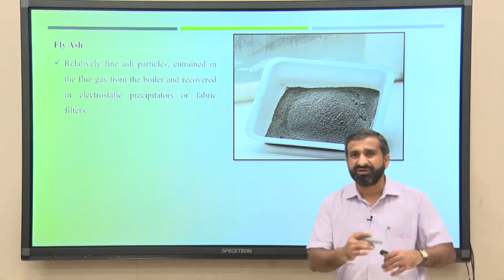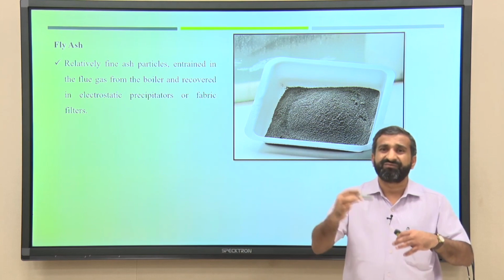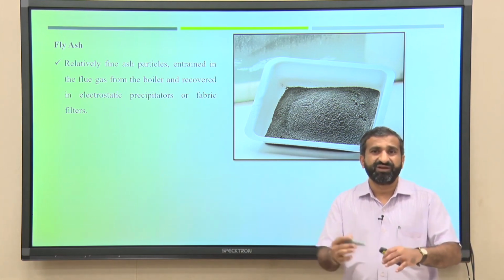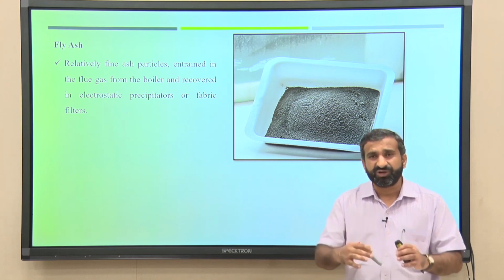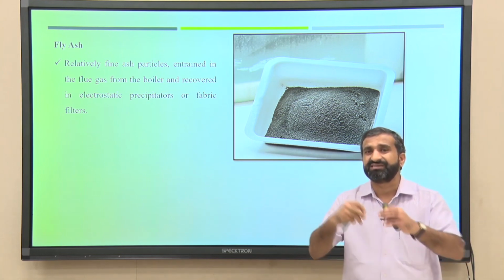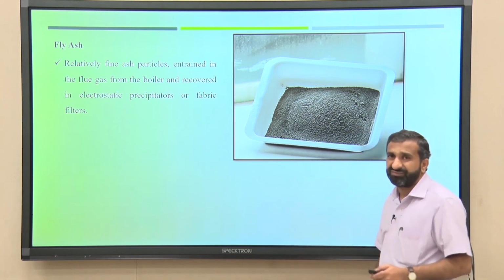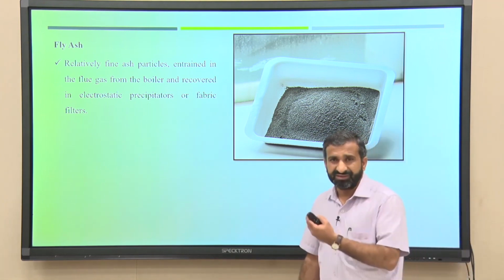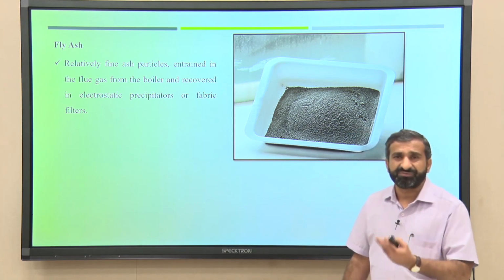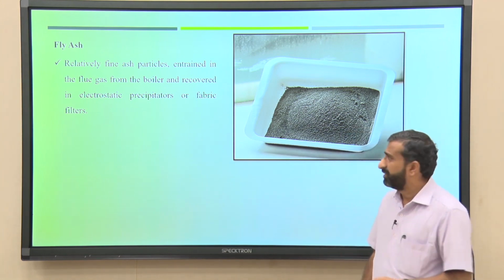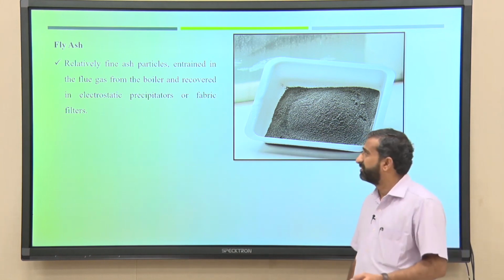Because this ash is very fine particles and it will fly with the temperature. The flue gas has a very high temperature, so because of that these ashes get carried into the gas, and that is why it is called fly ash. And you know that fly ash production is very high in coal power plants also, and its storage is also very difficult.